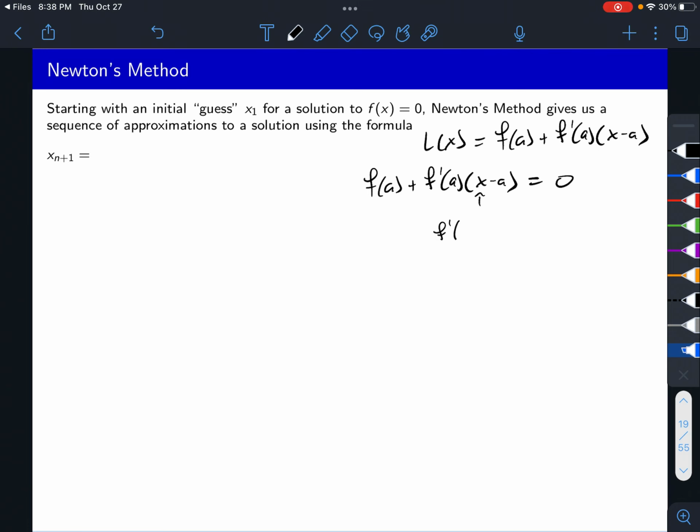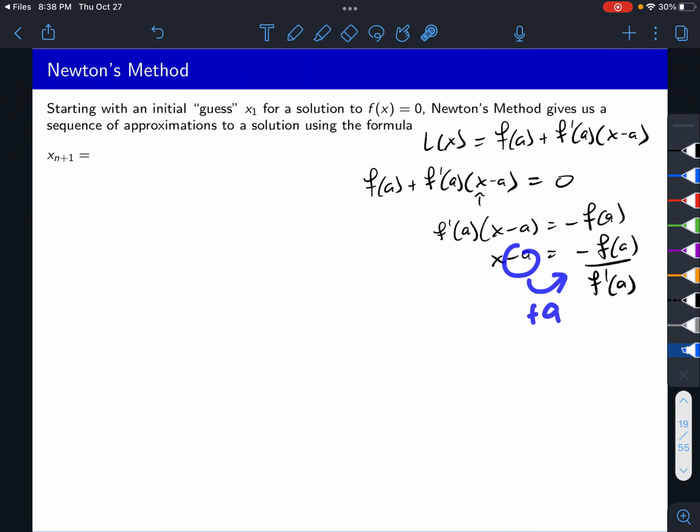If we do this, we can bring that f of a over to the other side, and then divide by f prime of a, and then I don't need these parentheses anymore. And then to finish solving for x, I just bring this -a to the other side by adding a on both sides. So x would be equal to a minus f of a over f prime of a.